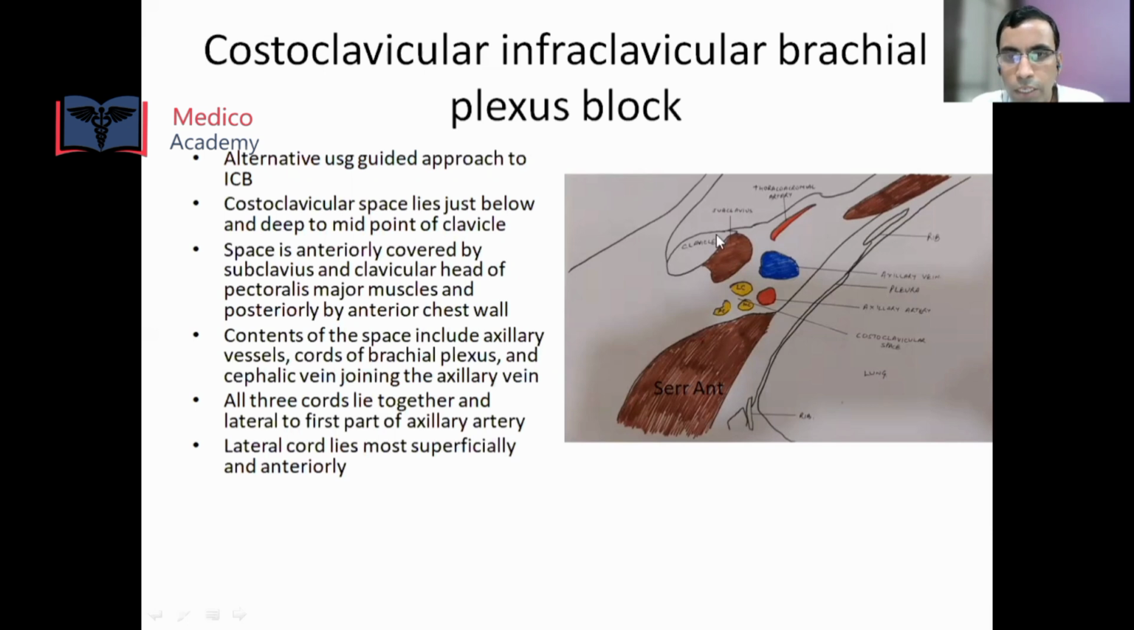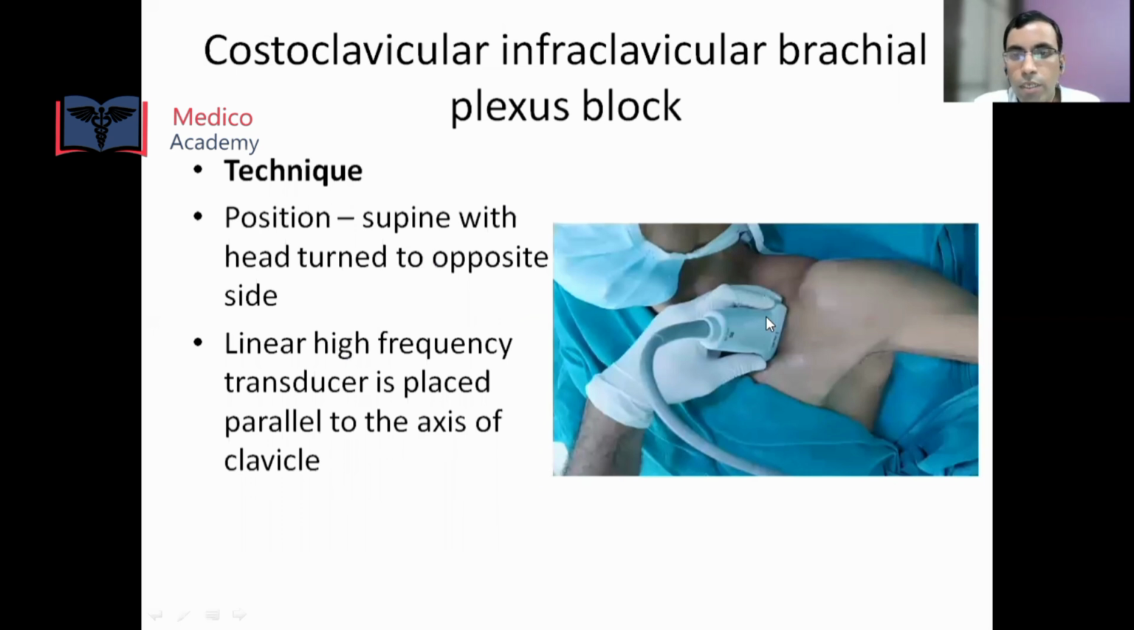Now, the costoclavicular space lies just below and deep to the midpoint of the clavicle. The space is anteriorly covered by the subclavius and the clavicular head of the pectoralis major muscle, and posteriorly by the anterior chest wall. The contents of the space include the cords of the brachial plexus and the axillary vessels. All three cords lie close together in this space. The lateral cord is the most superficial and anterior of them.